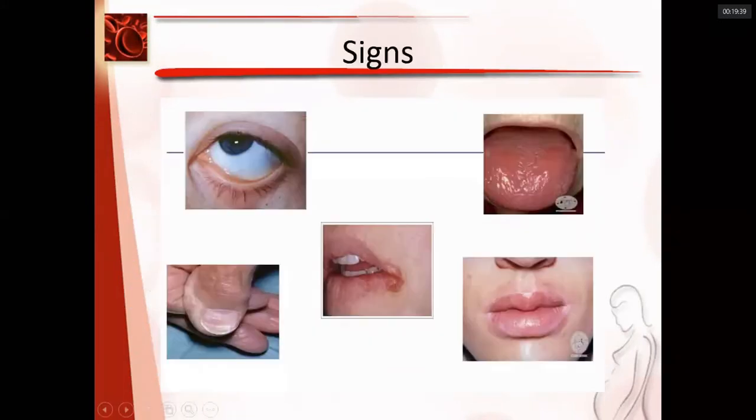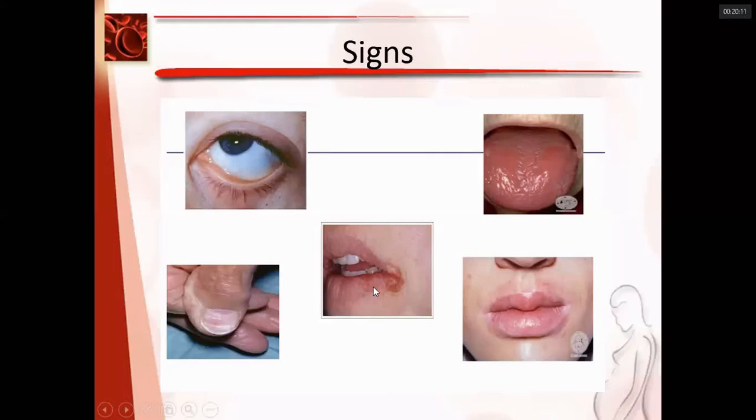So what are the signs? If you see here, the first sign that we see in the eyes, in the lower palpebral conjunctiva, we see pallor. This is one of the signs of anemia. This picture showing the inflamed tongue is known as glossitis. Patients with anemia may have glossitis. There may be signs in the nails, that is koilonychia, or spoon-shaped nails.